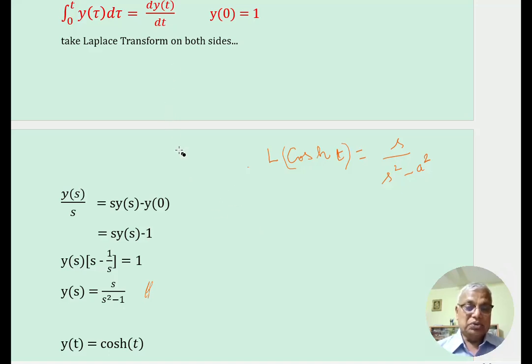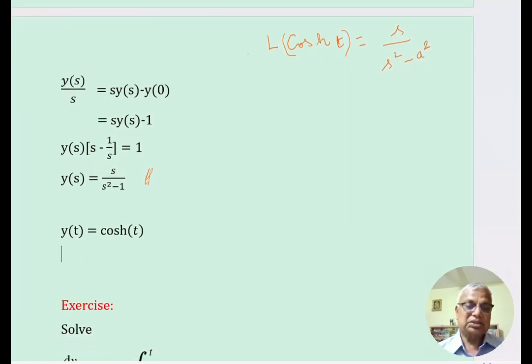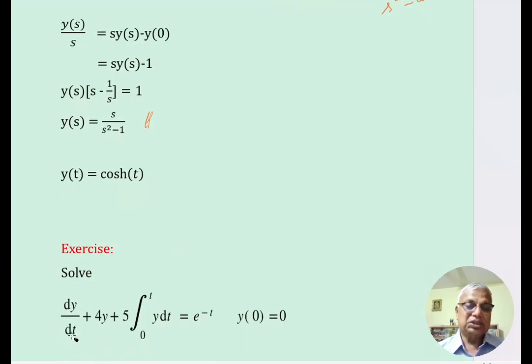Now let me give you another equation as an exercise. This is also an integro differential equation. You have a derivative term and an integral term. So dy by dt plus and so on, equal to this. The initial value is 0. So try to solve this and find out the answer. I leave it as an exercise for you. Anyway, I'll give you the answer to this question at the end of this lecture.